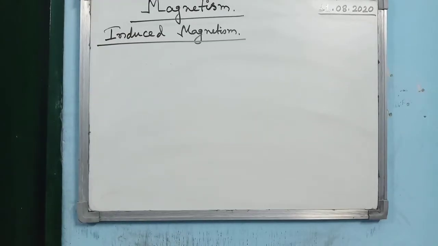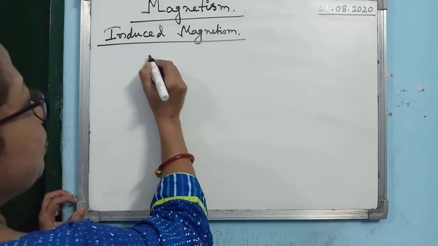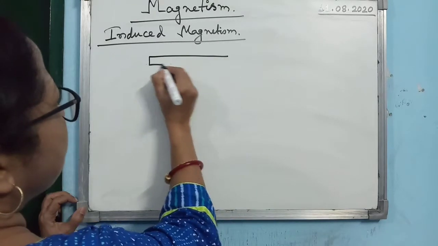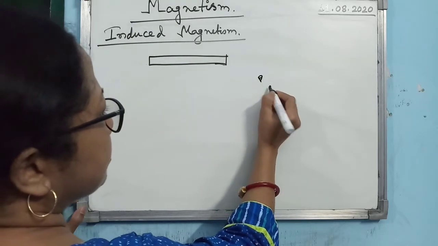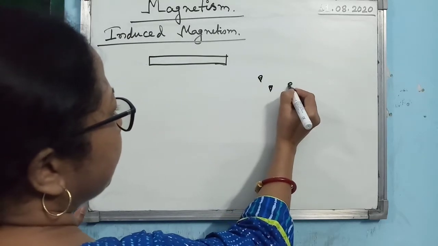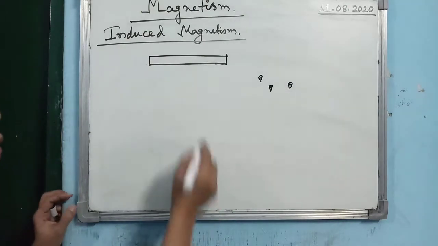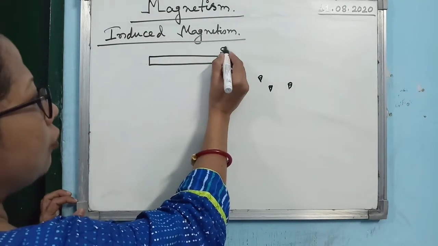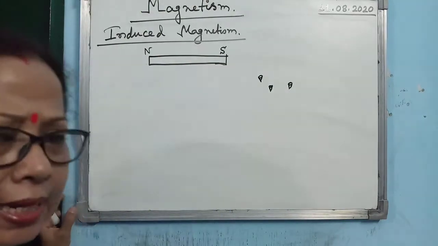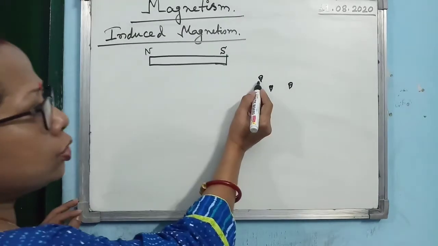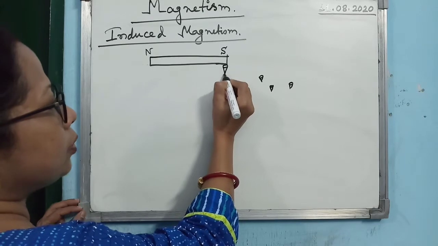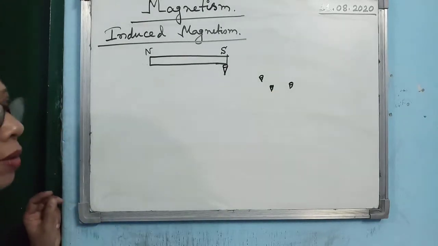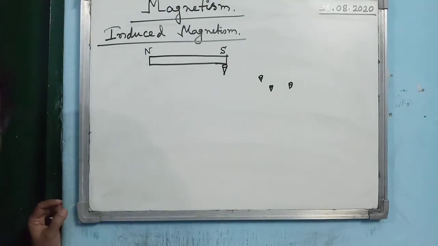Now consider this experiment. Suppose you have taken one bar magnet and you have taken certain iron nails. Now, if you take any pole of the magnet, any side, any corner of the magnet, to the iron nail, then you will see that the iron nail will get attracted by the bar magnet.